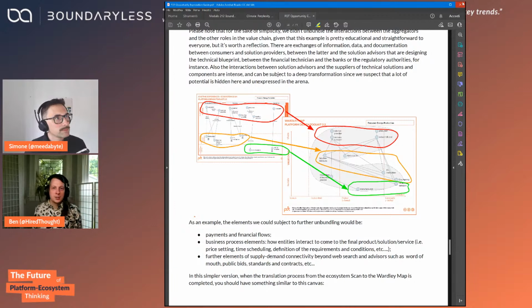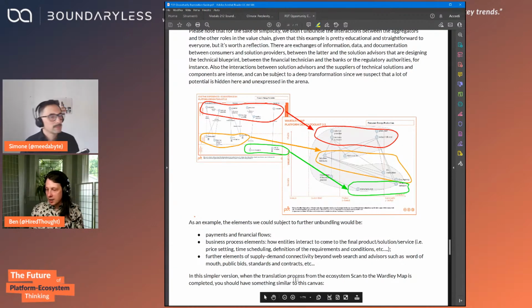Oh, I'm so glad that you took us here, because I'm very excited about this part, which is how many Wardley maps, or how many licks does it take to get to the center of a Tootsie Pop or whatever?